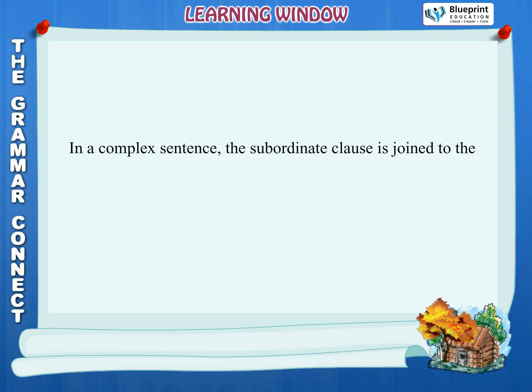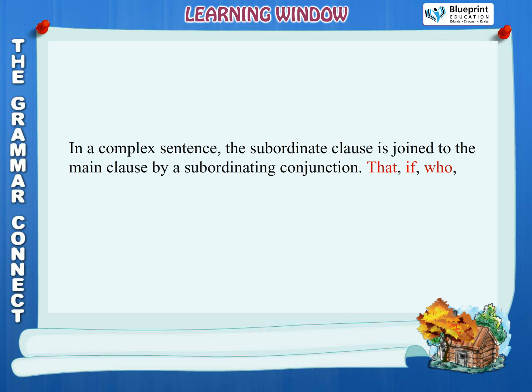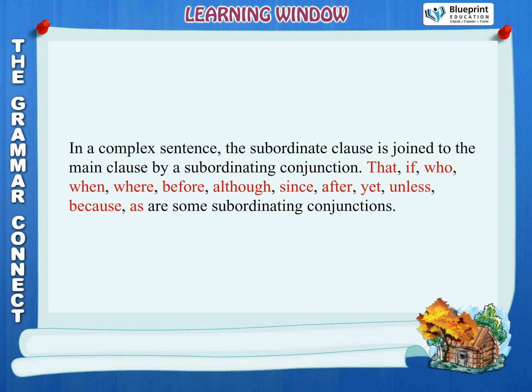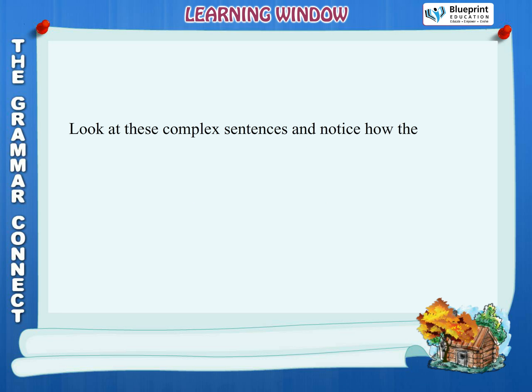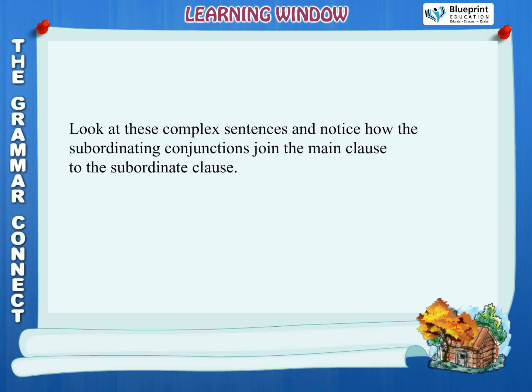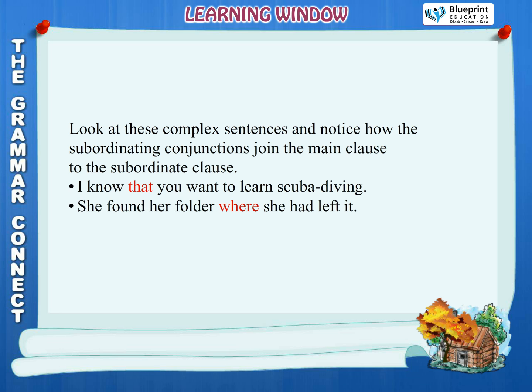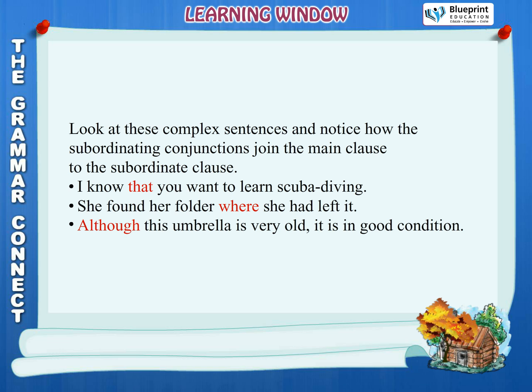In a complex sentence, the subordinate clause is joined to the main clause by a subordinating conjunction. That, if, who, when, where, before, although, since, after, yet, unless, because, as are some subordinating conjunctions. Look at these complex sentences and notice how the subordinating conjunctions join the main clause to the subordinate clause. I know that you want to learn scuba diving. She found her folder where she had left it. Although this umbrella is very old, it is in good condition.